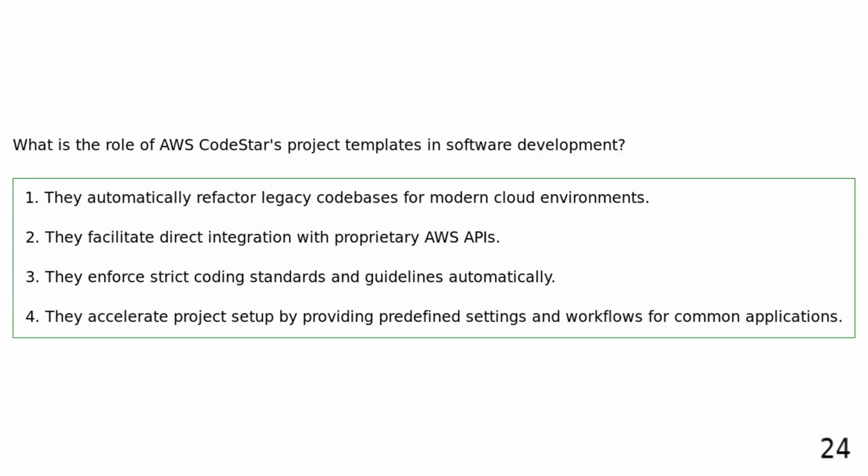What is the role of AWS CodeStar's project templates in software development? They automatically refactor legacy code bases for modern cloud environments. They facilitate direct integration with proprietary AWS APIs. They enforce strict coding standards and guidelines automatically. They accelerate project setup by providing predefined settings and workflows for common applications.